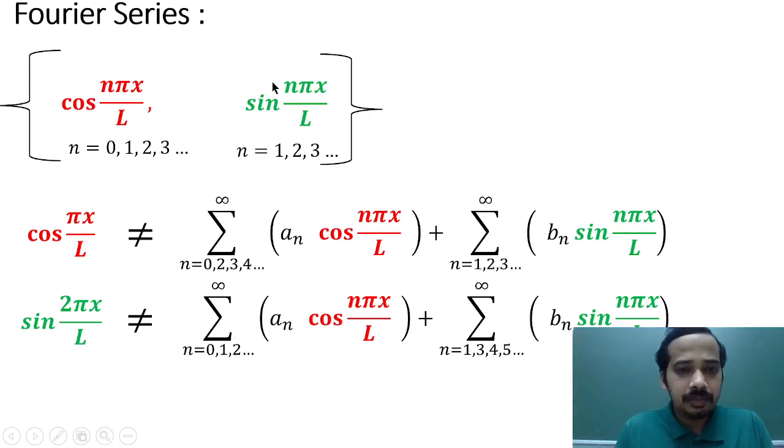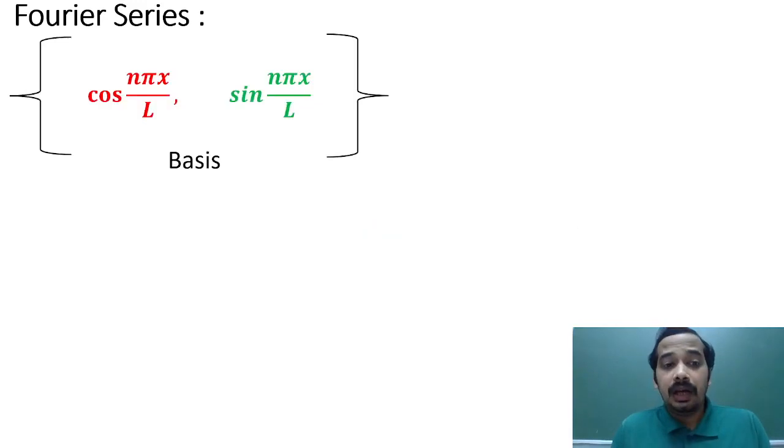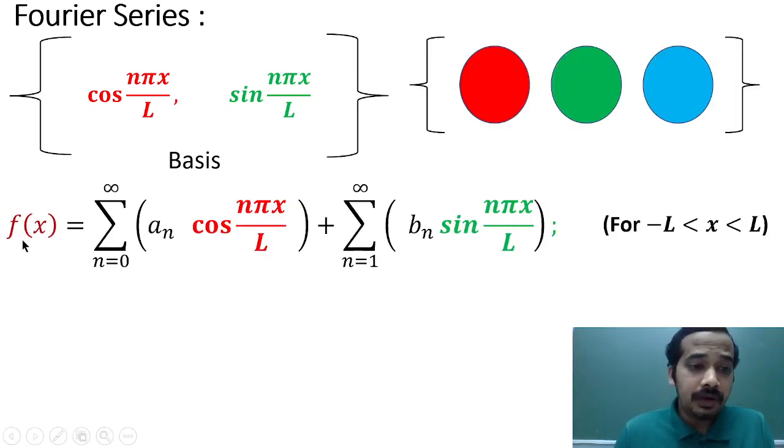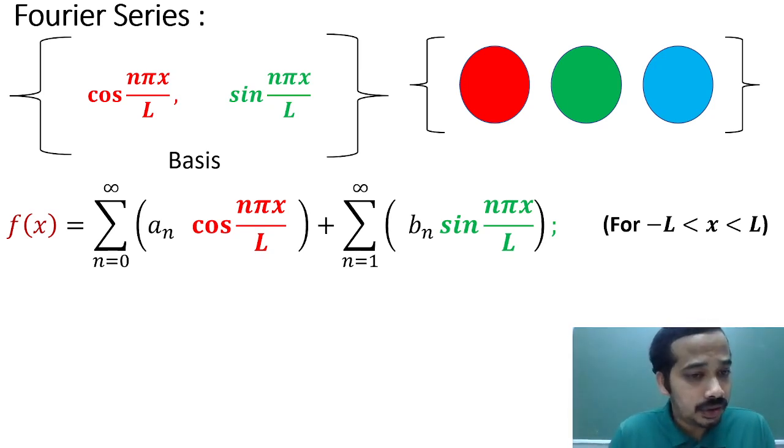In the perception of linear algebra, we can call them basis vectors also. Since one of these functions cannot be written as a linear combination of the others, they form a basis, just similar to RGB, just similar to our unit vectors in three dimensions. Any other function in the range minus L to plus L, which should be a single-valued function, with a finite number of discontinuities, and a finite number of maxima or minima, can be written as a linear combination of these basis functions.